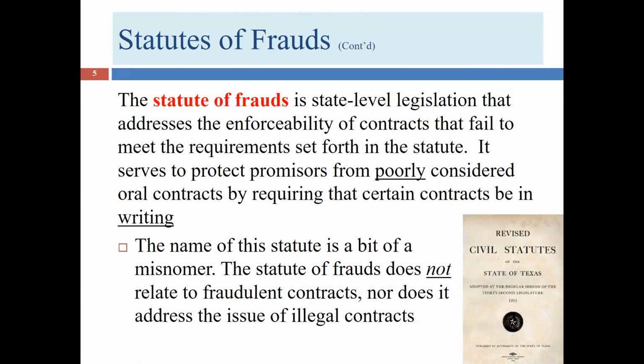Let's see if there's anything here we haven't already talked about. So this is the important takeaway. The statute of frauds does not relate to fraudulent contracts. It has nothing to do with fraudulent contracts. A contract that has to be in writing but wasn't fraudulent in any sense is still controlled by the statute of frauds. It has nothing to do with illegal contracts. It only has to do with categories of contracts that have to be in writing.